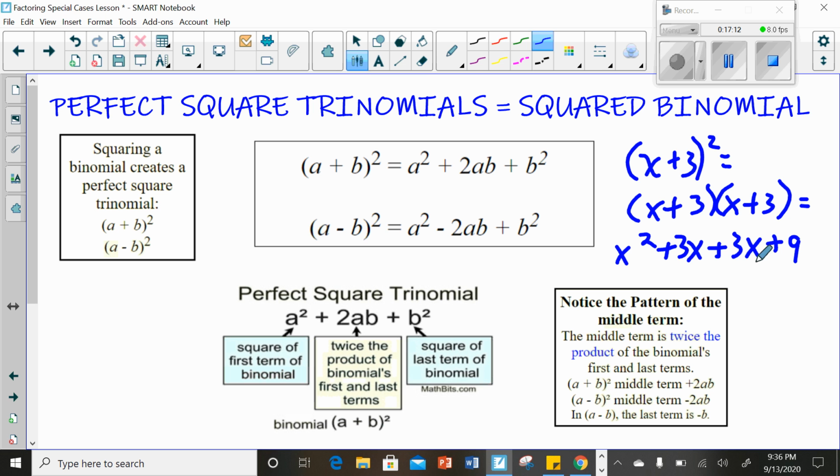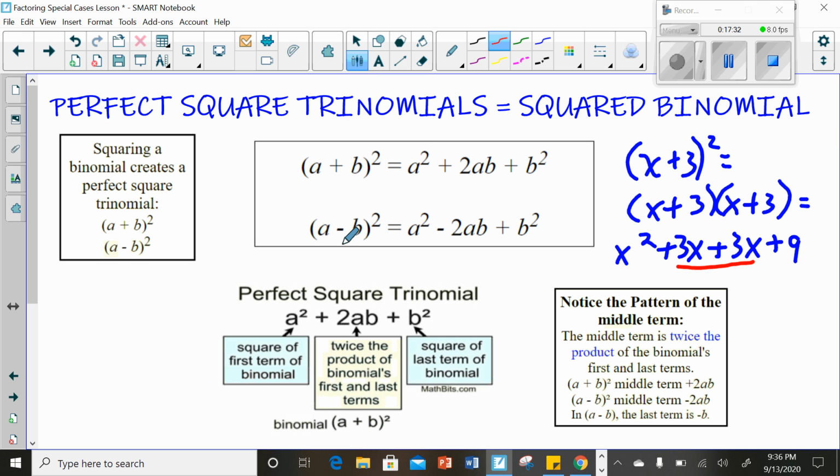Remember these middle two, they are like terms, right? So they're going to combine. There's 2 of them. So we'll finish that in a minute. But let's go back over here and look at this factor pattern, because this is the one that matches x plus 3 squared, because there's a plus here and a plus here. If this were a minus here, then we would use this one.